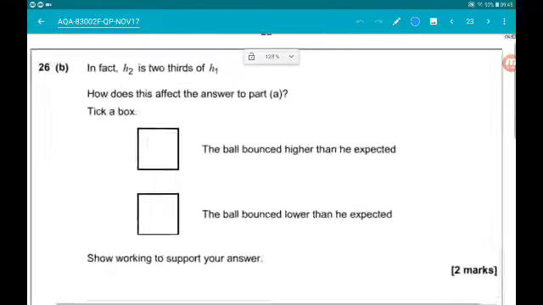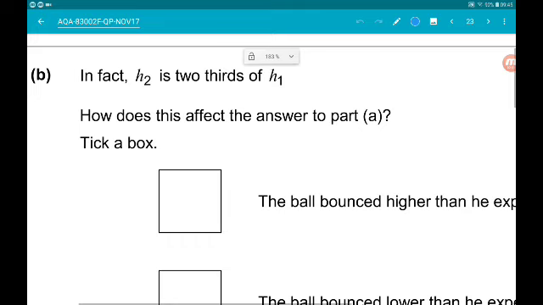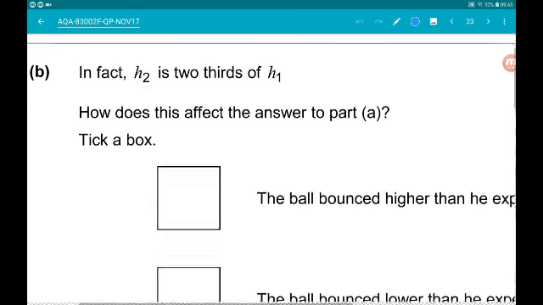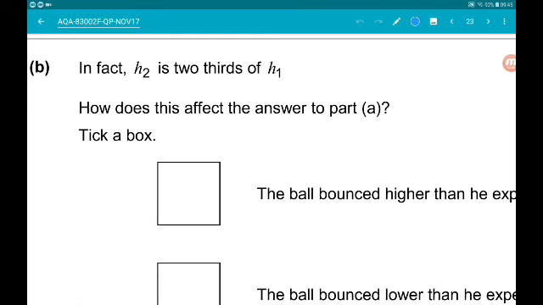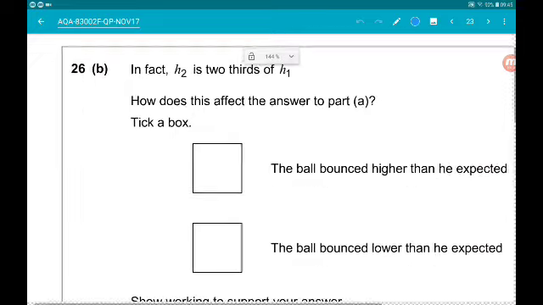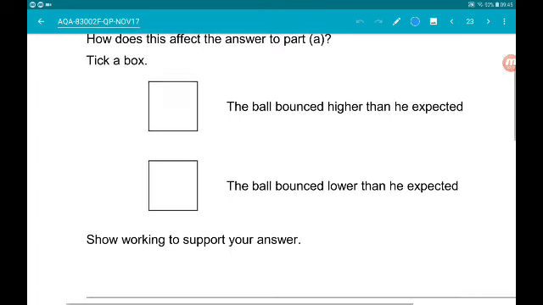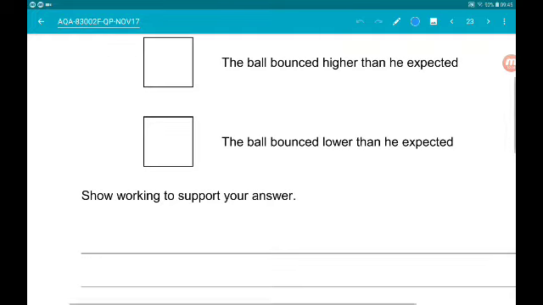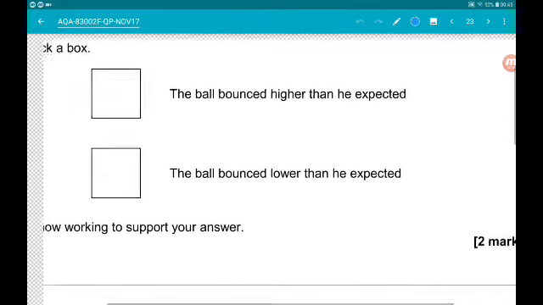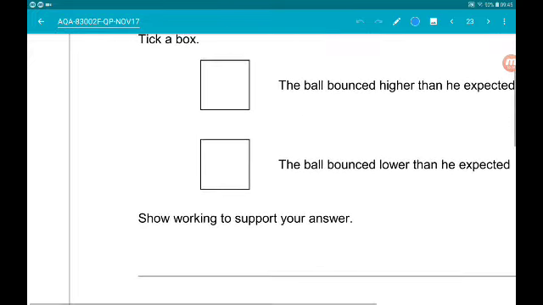Part B. In fact, h2 is 2/3 of h1. How does this affect the answer to part A? Tick a box. So we got the ball bounces higher than expected, or the ball bounces lower than expected. And we must show working to support your answer.